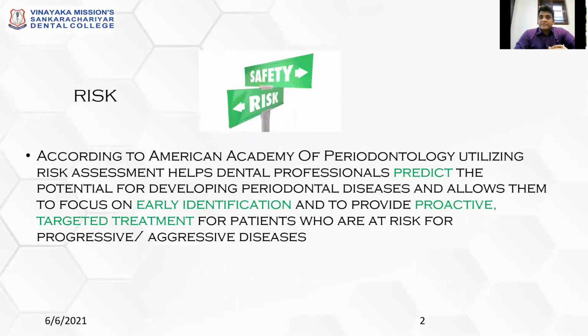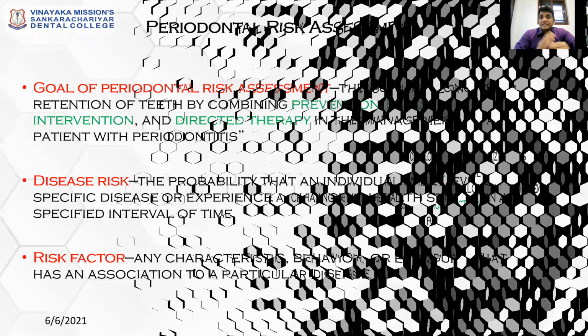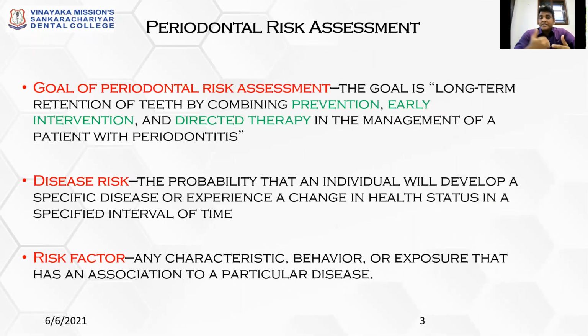What is a periodontal risk? According to the American Academy of Periodontology, the risk assessment in your normal periodontal charting helps any dental professional to predict the potential of developing a periodontal disease in a particular person and allows them to focus on earlier identification and tailor-made proactive targeted treatment for those patients who are more prone to the disease. So it is predicting, identifying early, and making a tailor-made treatment for a particular patient. That is the importance of doing a risk assessment.